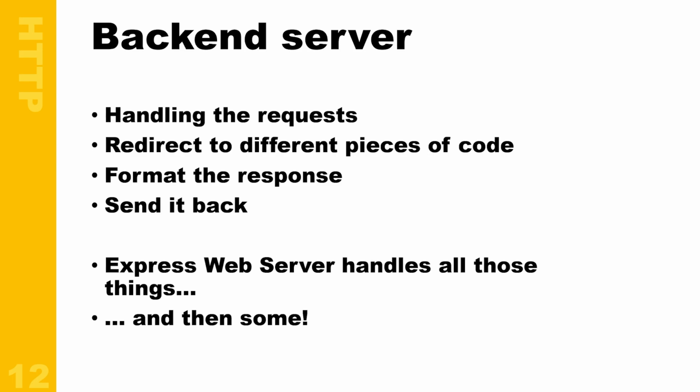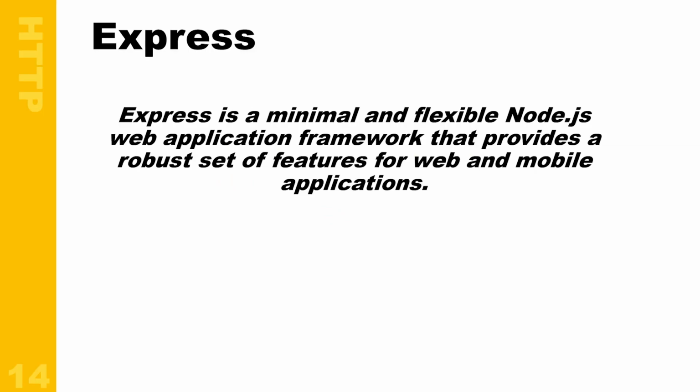Now, all of this, of course, sounds confusing in the beginning. All of this sounds complex to build. But of course, we're in the Node ecosystem. We have packages that do stuff for us. So if we want to create an API, instead of building everything from scratch, Express web server will handle all those things that I just talked about and then some more. Express is a minimal and flexible Node.js web application framework that provides a robust set of features for web and mobile applications. It builds APIs in a very easy way and with little code.